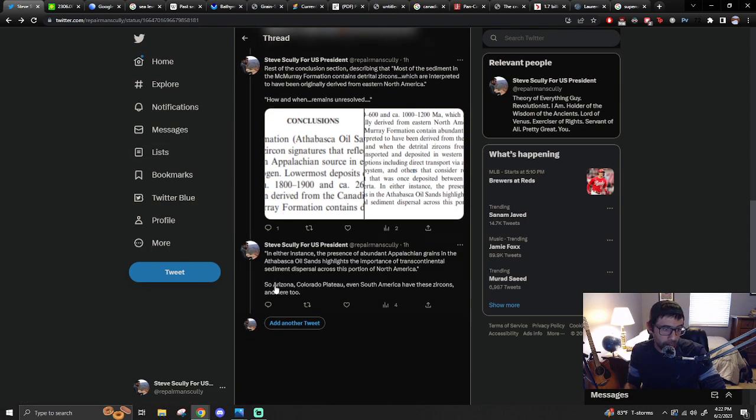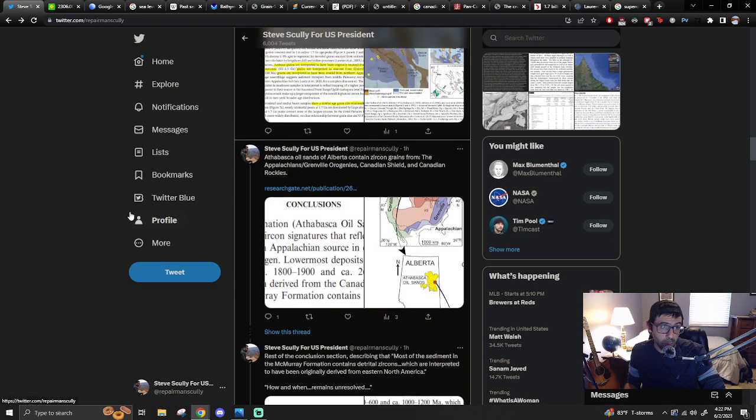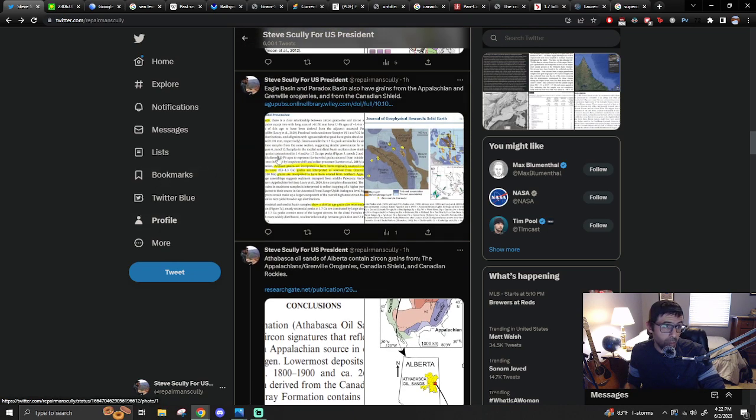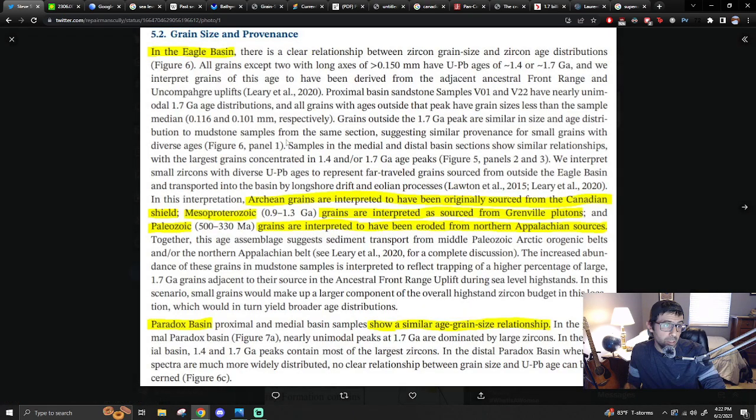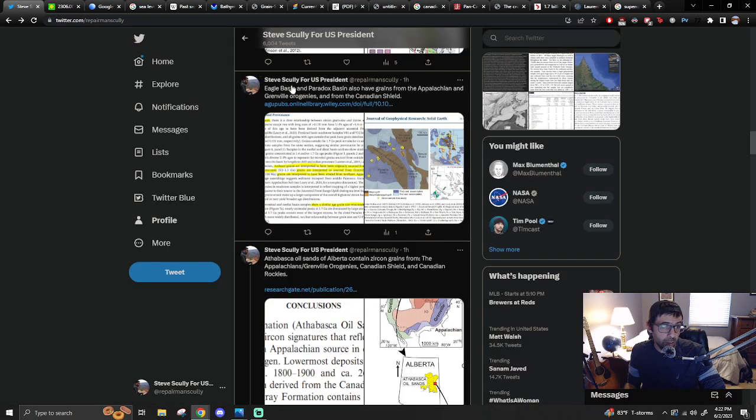So also I found these again: Arizona, Colorado Plateau, and South America. I don't know where those papers are. I've definitely talked about it in previous videos in a similar manner. And then Eagle Basin and Paradox Basin, which are basically the Colorado Plateau region, also have grains from the Appalachian, Grenville, and from the Canadian Shield.